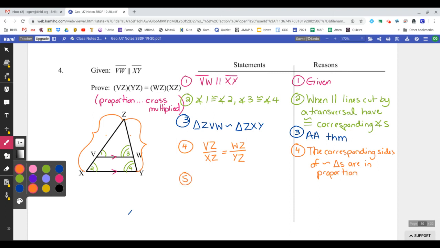So now I want to cross multiply those. So VZ times YZ is equal to WZ times XZ. And our new fancy phrase, the product of the means equals the product of the extremes.